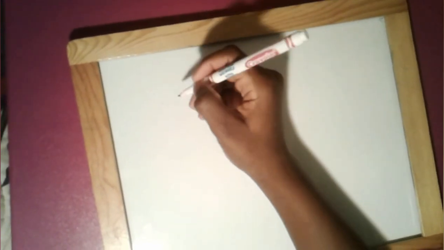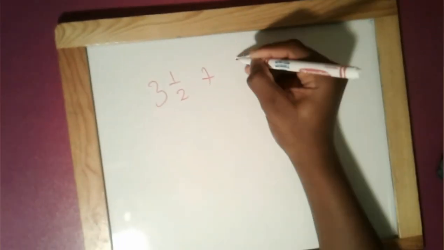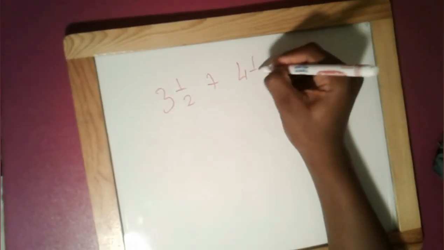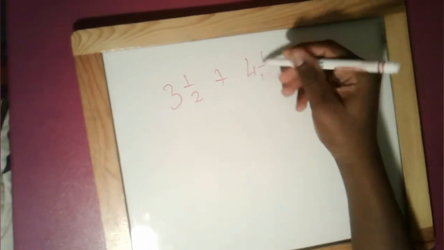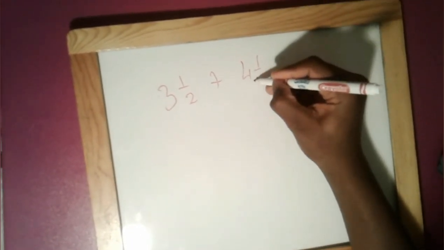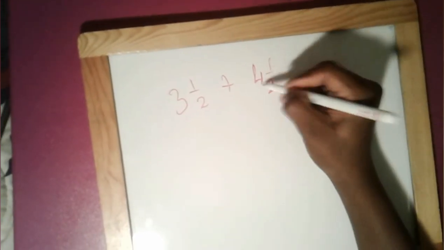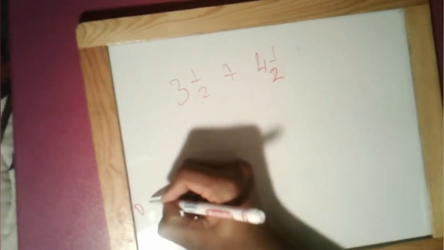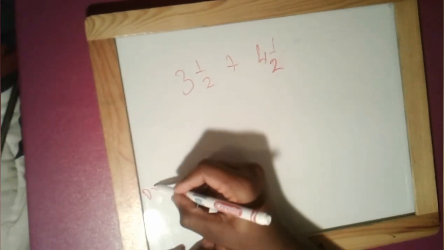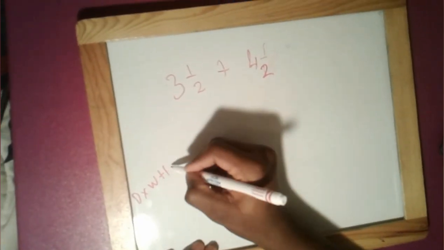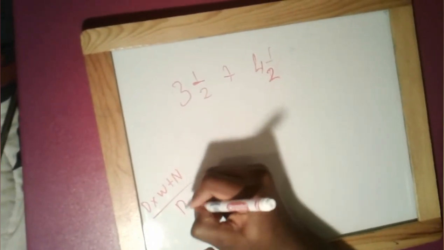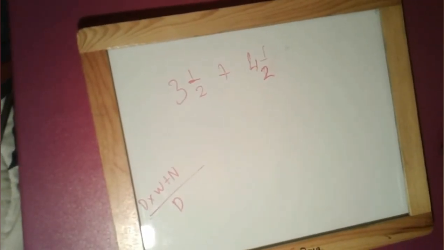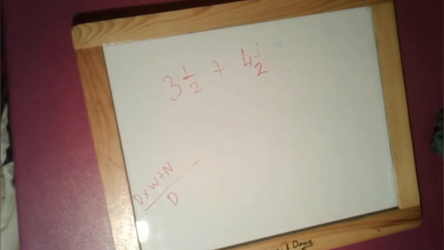So if it's like, add 3½ plus 4½. So you remember the formula, which was the denominator, which is this one, multiplied by the whole number, which is the big number, and then you add the numerator, which is the small number up, all over the denominator. So we are going to use that formula, but we are not going to show it, so we must use it in our brain.